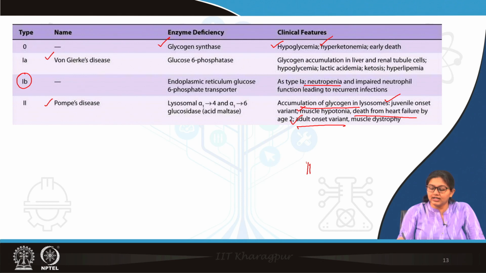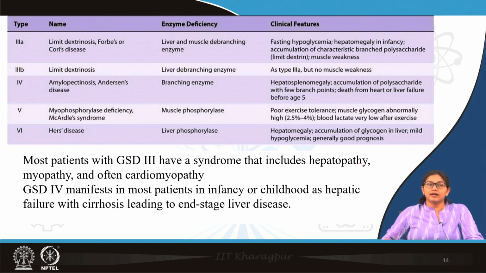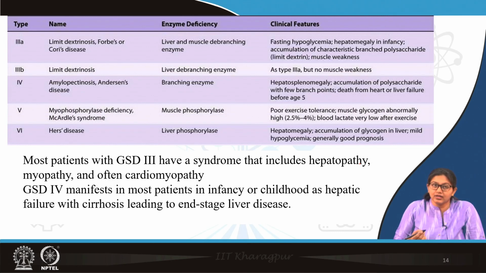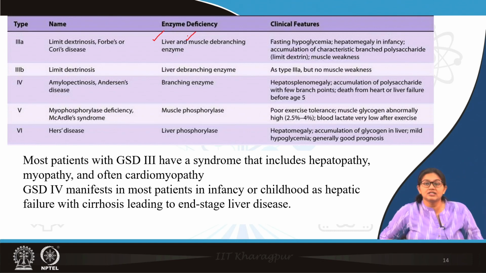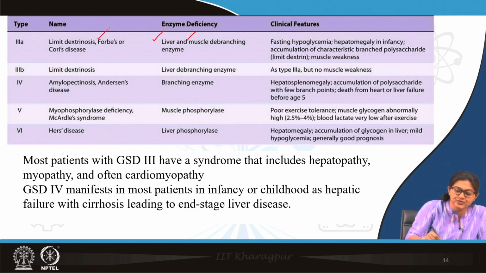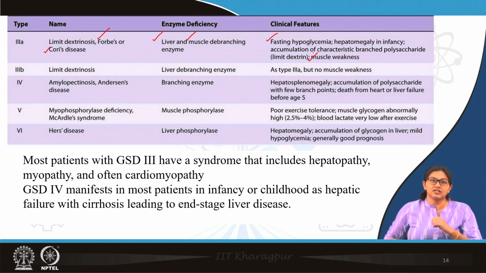So remember once again, type 2, here heart muscle is affected. It is Pompe's disease. Then type 3, 4, 5, 6. Now 3A, here the debranching enzyme present in both liver and muscle is affected, which gives rise to accumulation of limit dextrins. So this is known as Forbes disease or Cori's disease. Again the liver is affected, so there is fasting hypoglycemia and hepatomegaly. Then muscle is affected, and that causes muscle weakness.